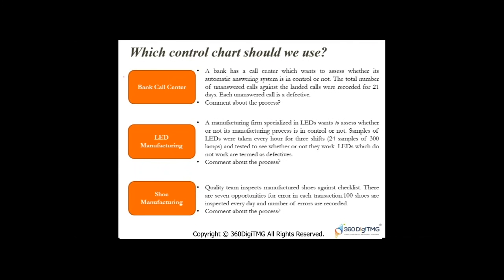Let us look into the first case study, which is bank call center. A bank has a call center which wants to assess whether its automatic answering system is in control or not. All right. The total number of unanswered calls against the landed calls were recorded for 21 days. Each unanswered call is a defective. Each call which is unanswered, you're classifying that as defective, right? Comment about the process, and before that, try to analyze which chart you are going to use here.